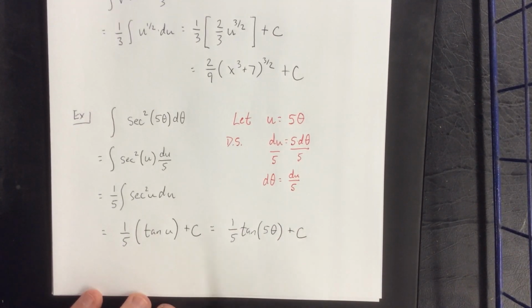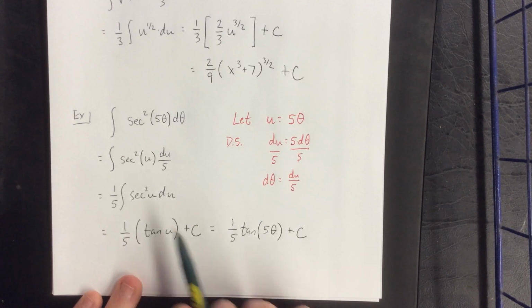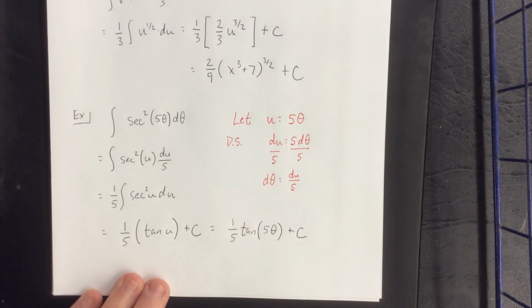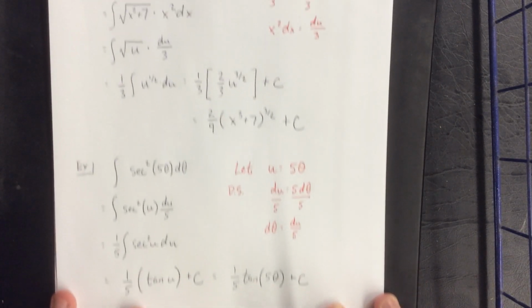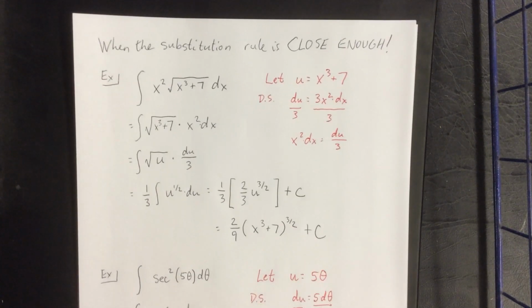Of course, if we want to check this, we can take the derivative. The derivative of the inside will give us an extra factor of 5, and it'll cancel with the 1/5, leaving us with just the secant squared of 5 theta. So that worked out pretty well. Let's try one more.